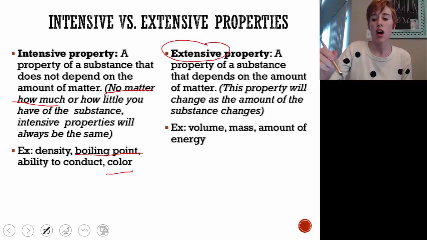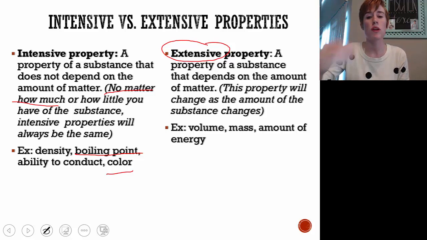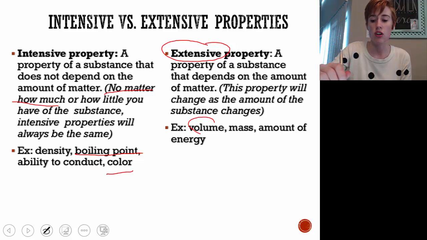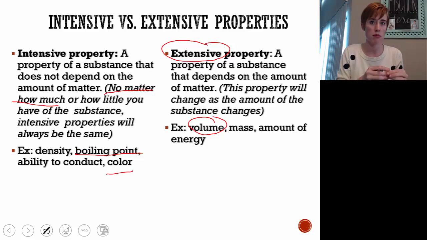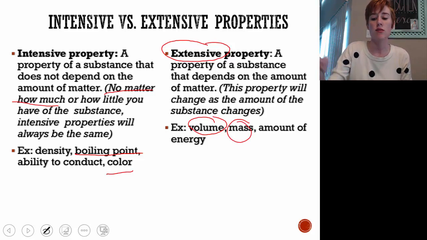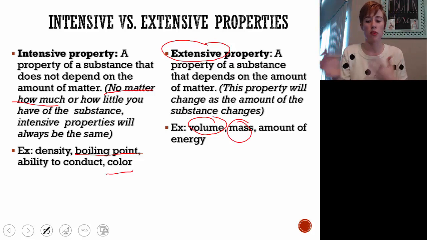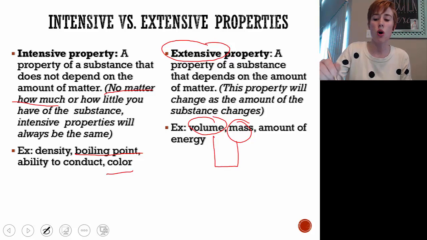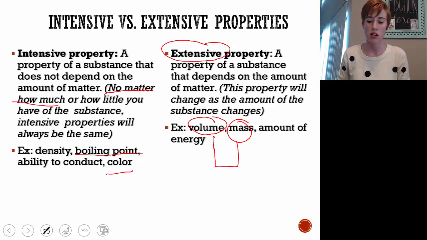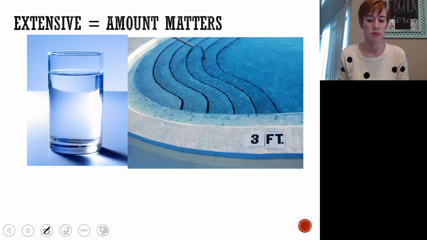Extensive properties are properties that change with the amount. For example, the volume of water will change if I have a cup versus a gallon, and the mass of water will change depending on whether I have a cup or a gallon. These are pretty much the only two extensive properties that we'll talk about in this class. Everything else is pretty much an intensive property. So here's an example. Extensive just means that the amount matters, all right?